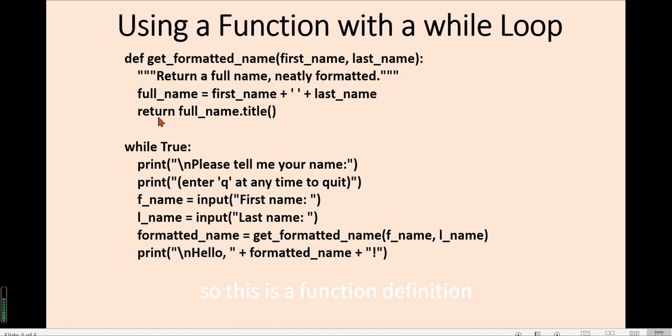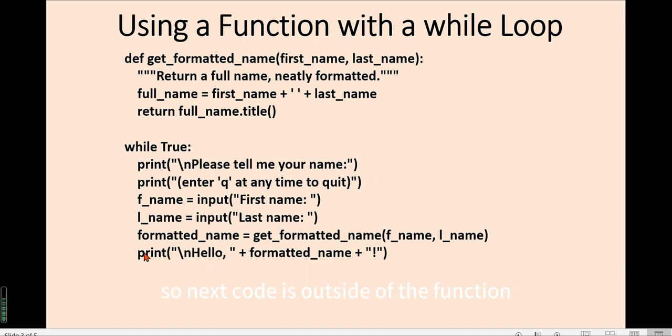So this is a function definition. The function is called getFormatTheName, and two parameters called first name and last name should be used inside the function. In the function, we create a new variable called full name. The full name is the string of first name with a space, concatenated with the last name's string. Then the function returns the full name's value in title form.